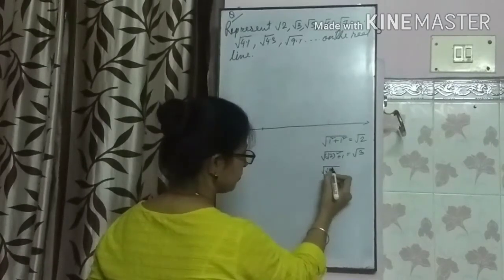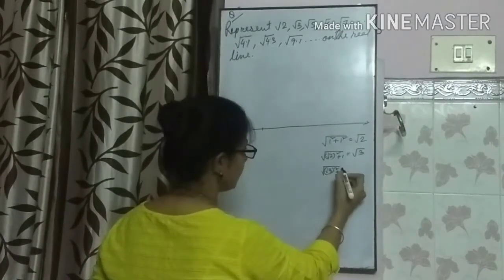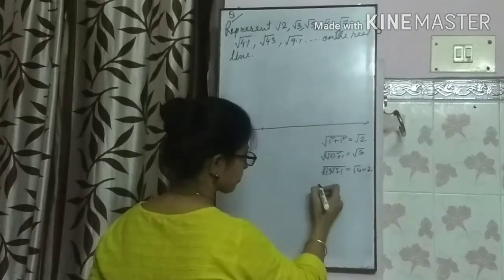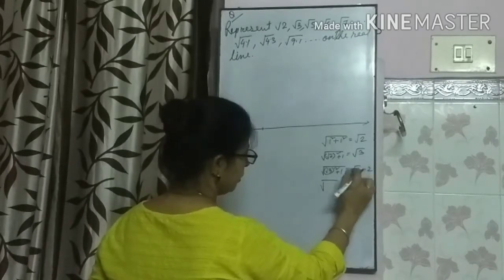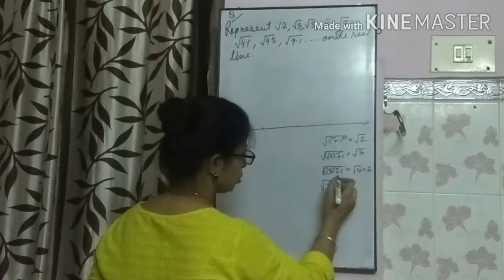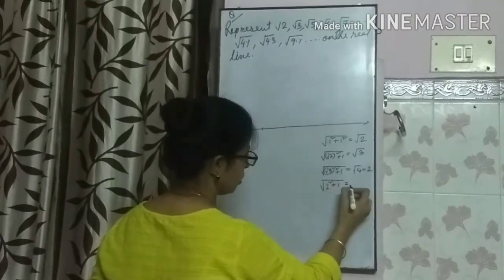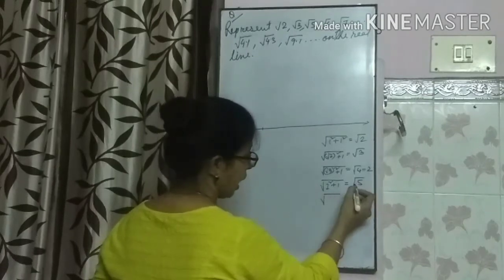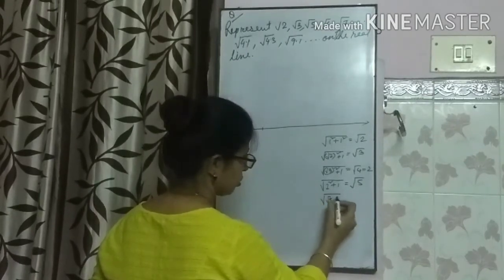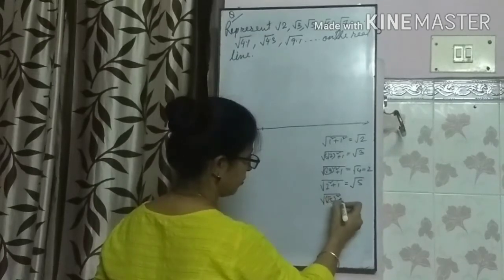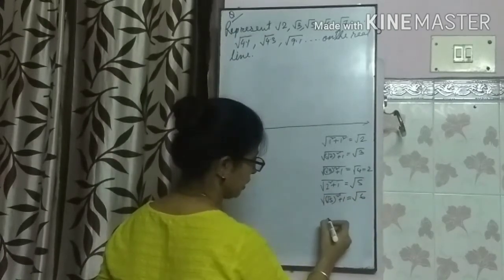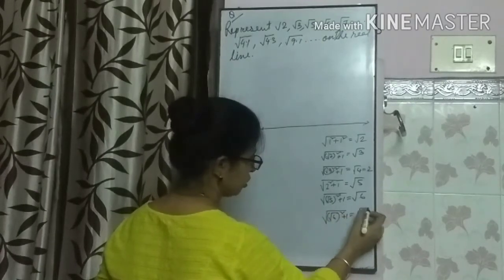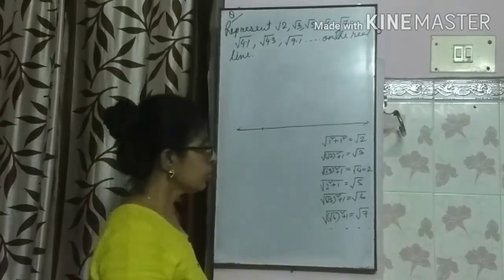So here root 3 square plus 1, that will be root 4, that means 2. Then again here it's 2, so 2 square plus 1 will give you root 5. After root 5 you will get root 6. So now you take root 5 square plus 1, so it will be root 6. Then for getting root 7, you take root 6 square plus 1, so it's root 7, and so on. So it's a serial process.